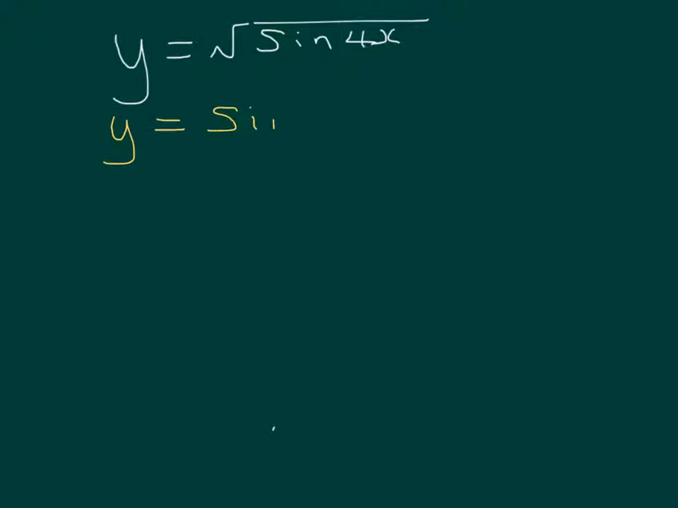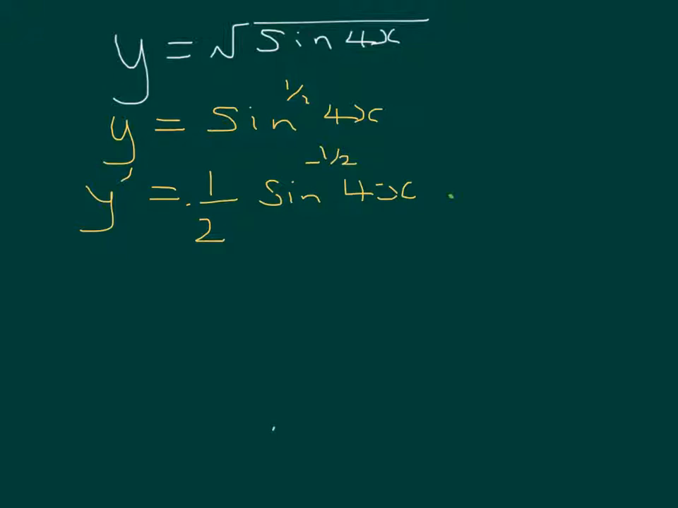So this is really sine to the 4x all to the half, so we could put a half in there in the usual notation. So when I differentiate it, the first thing I'm going to do is differentiate the power. So I'm going to bring the half down, leave the function as it was, and take away 1 from the power to give me minus a half.